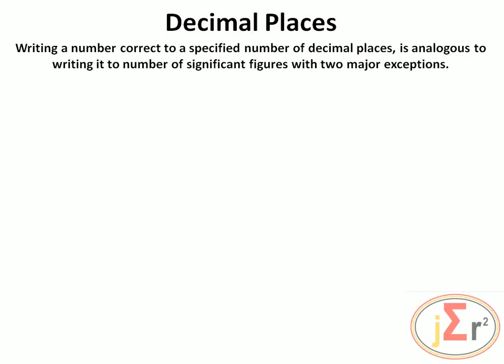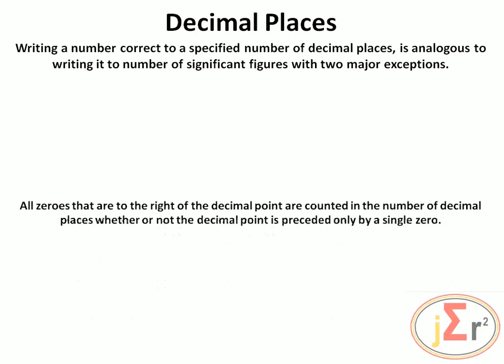Writing a number correct to a specified number of decimal places this time is analogous to writing it to a number of significant figures, with two major exceptions. So we are going to be taking a look at decimal places, how to write a number correct to a specified number of decimal places. It is analogous to writing the number correct to a number of significant figures, but we have two exceptions.